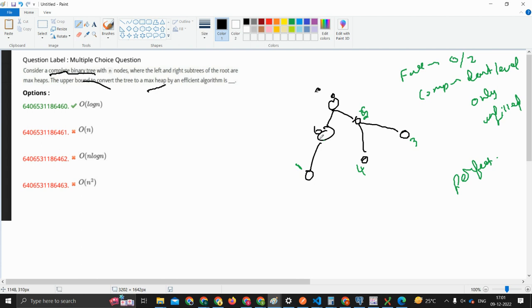I didn't understand what you were saying. How is it relevant here? I understand your complete binary tree part, but what do you mean, Balaji? Complete binary tree, what I meant is a heap also is a complete binary tree only. Yeah, I agree with that.